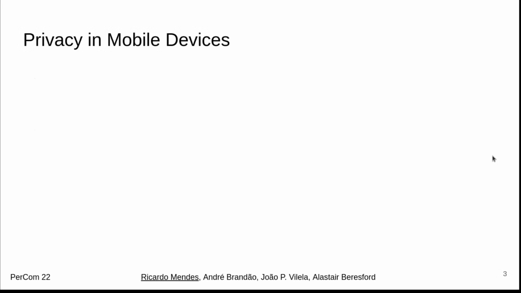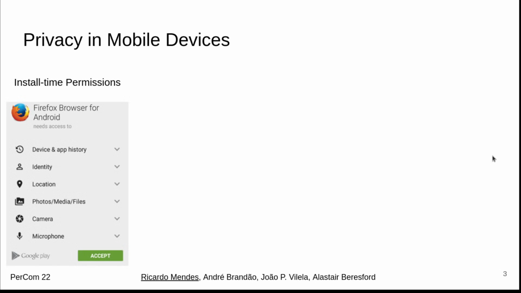So, as you probably know, privacy in mobile devices is mostly controlled through permission managers. In the earlier days, we had install time permissions. With install time permissions, a list of all the permissions required by an application would be presented to the user at install time, and the user would either accept all permissions or refuse to install the application.